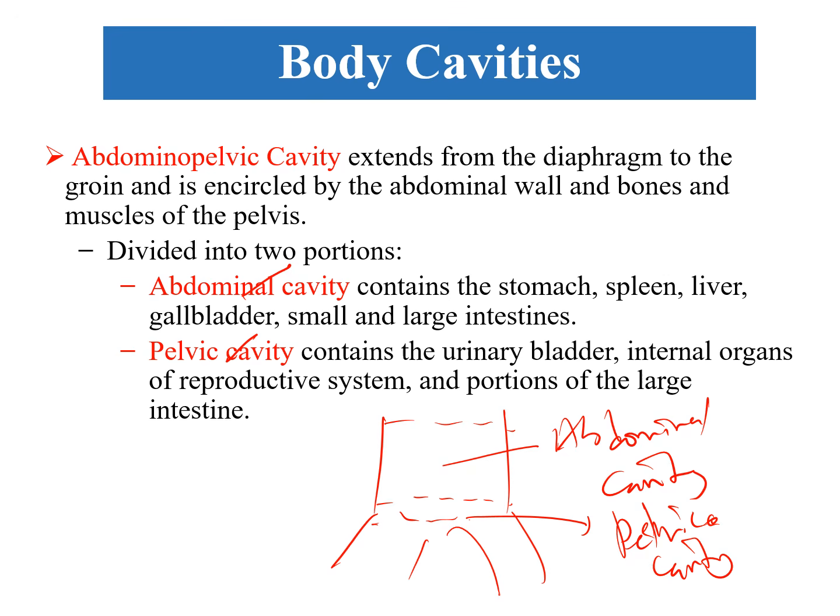But together they are known as the abdominopelvic cavity. So the abdominal cavity contains organs of the abdomen such as the stomach, the spleen, the liver, the gallbladder, and the small and large intestines. Then the pelvic cavity also contains some portions of the large intestines, the urinary bladder, and the internal organs of the reproductive system. They are contained within this pelvic cavity.